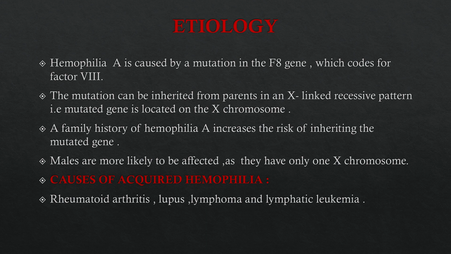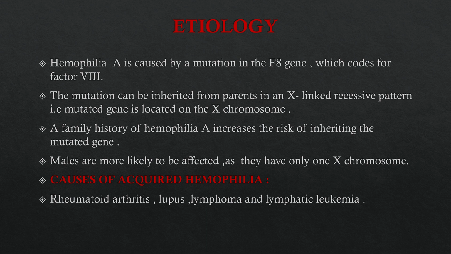Causes of acquired hemophilia. Rheumatoid arthritis. Rheumatoid arthritis is a chronic autoimmune disease that causes inflammation, pain and stiffness in the joints. It occurs when the immune system mistakenly attacks the lining of joints, leading to inflammation and damage. Lupus. Lupus is a chronic autoimmune disease that affects various parts of the body like skin, joints, kidneys, brain and nervous system and other organs, and damages various organs.